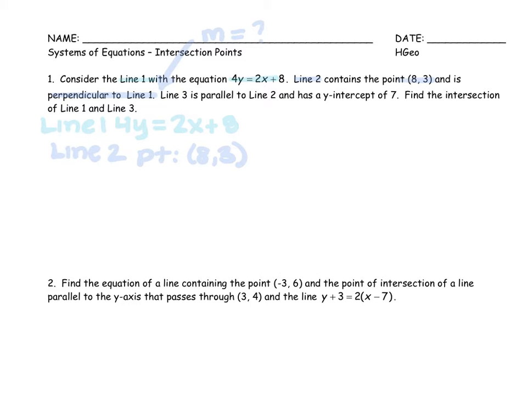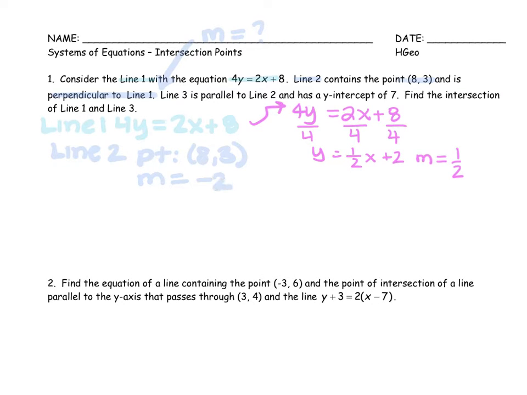Okay, so if it's perpendicular to line 1, I need to find the slope of line 1. So let's put that into slope-intercept form by solving for y. If I divide everything by 4, y is equal to 2/4 x, or 1/2 x plus 2. The slope of this line is 1/2. So the slope of a perpendicular line will be -2, the opposite reciprocal of 1/2.